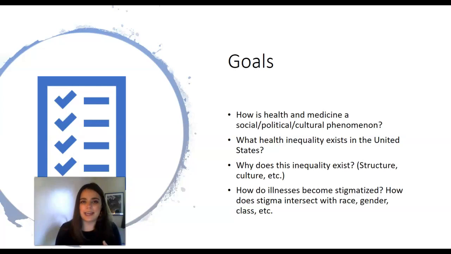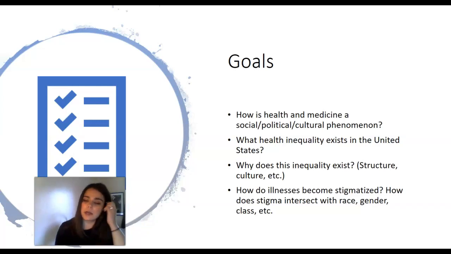So we're going to be thinking about the body and health as rooted in the social world, and how all of these different social forces we've already been talking about influence health outcomes. So health is not just something that's biologically determined or that you're predisposed to, but something that is socially influenced.